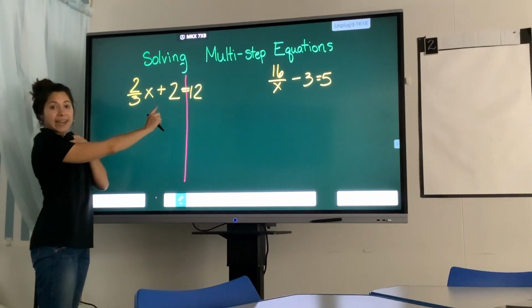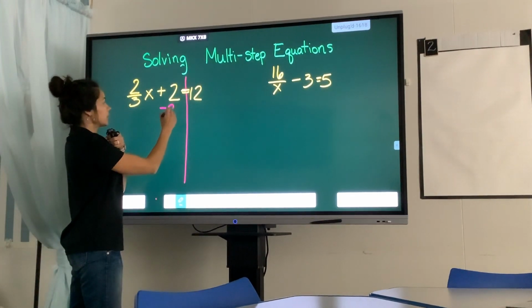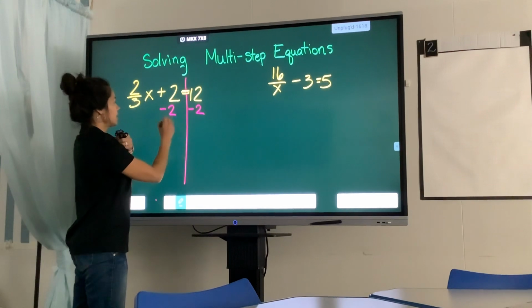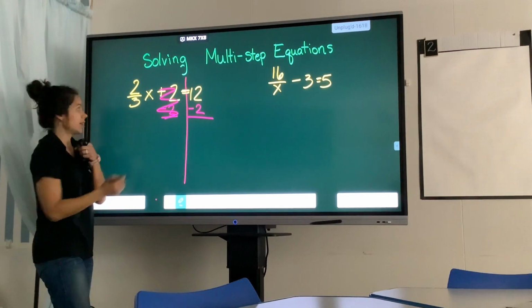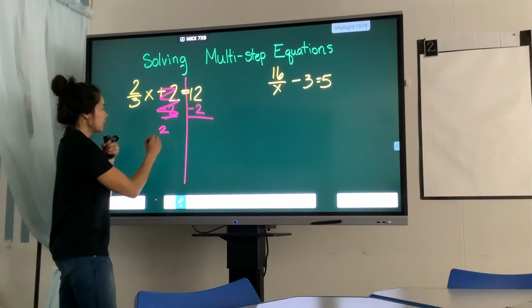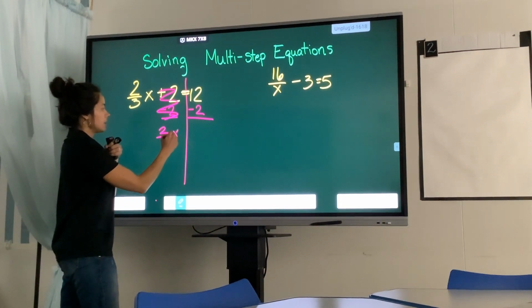The opposite of adding 2 is subtracting 2. We're going to do that to both sides. Once we do that, 2 minus 2 cancels, we get 0. We will be left with 2/3 x equals 10.